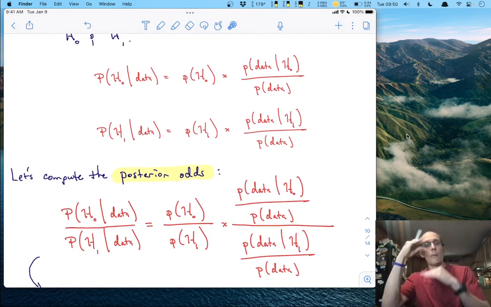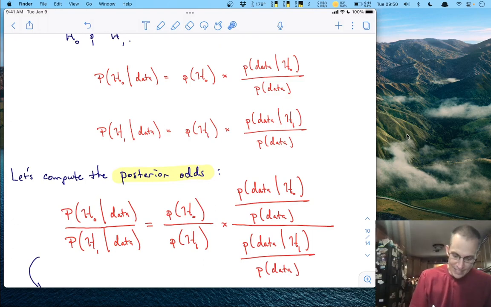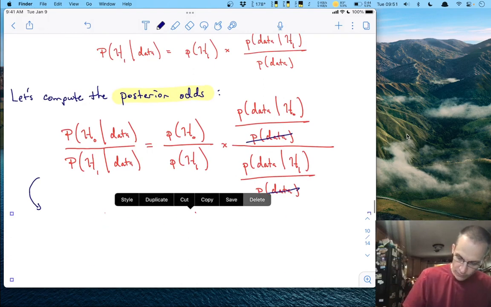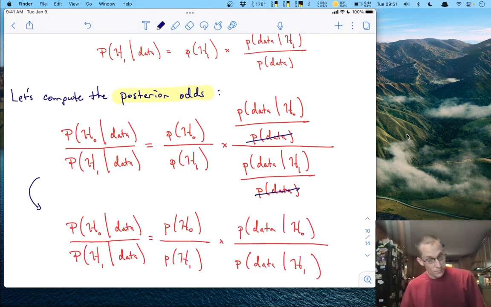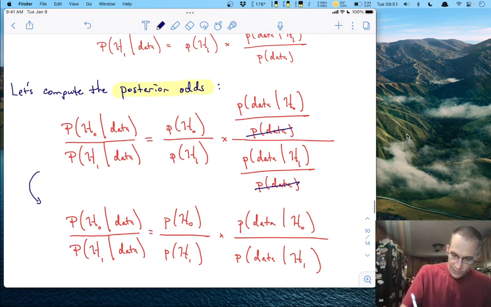Okay, anytime you take two probabilities over each other, that's called odds. So if I take the posterior probability of H0 divided by the posterior probability of H1, well, that's going to be this one over this one, okay, times this thing over this thing, right? Now that looks really complicated, but you might notice that the denominators of those two fractions are exactly the same. So we can divide them out, which leaves a little bit simpler representation. Okay, something like this.